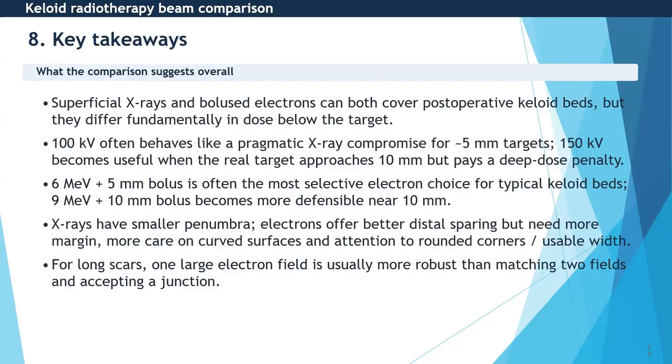However, the X-rays have a smaller field margin. Electrons offer better distal sparing but need more margin, so you're treating a bigger area. More care in curved surfaces and attention to rounded corners and usable width are an issue with electrons. Finally, for long scars, one electron field is usually more robust than matching two X-ray fields and accepting a junction.